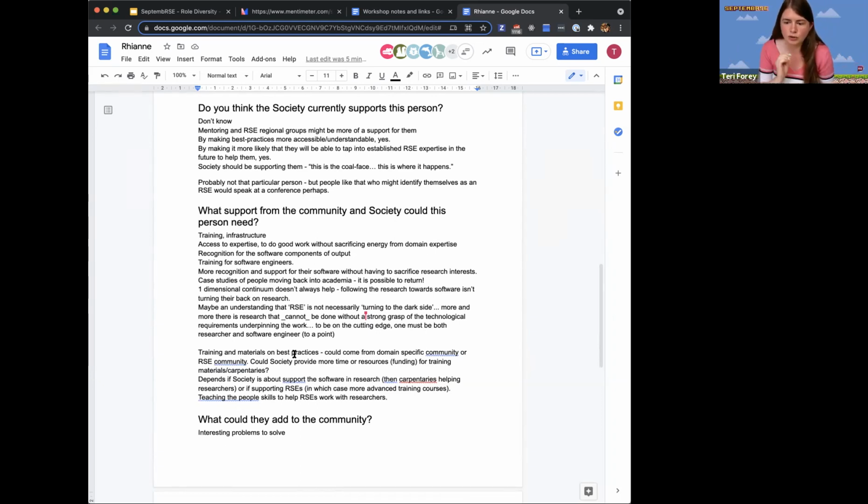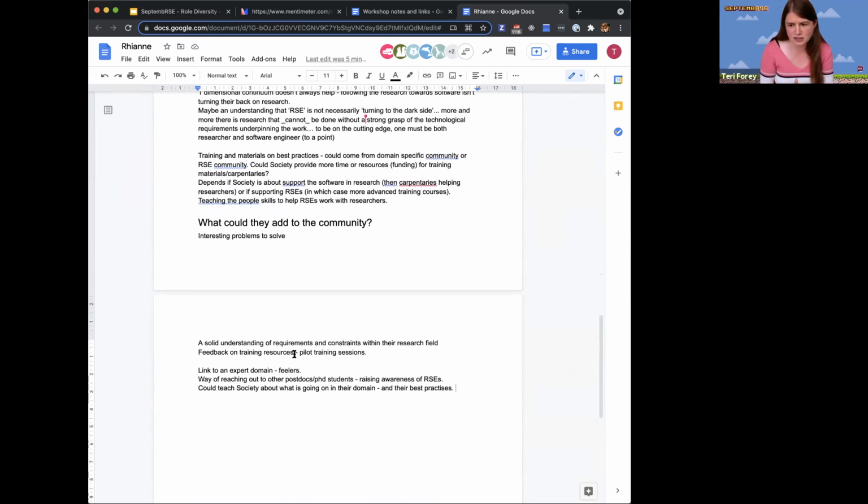which might be domain-specific training, or it could be more generalized training. Also seeing case studies of people moving in and out of academia and back into academia might be comforting to them, and raising awareness and understanding that an RSE is not necessarily turning to the dark side and away from research.